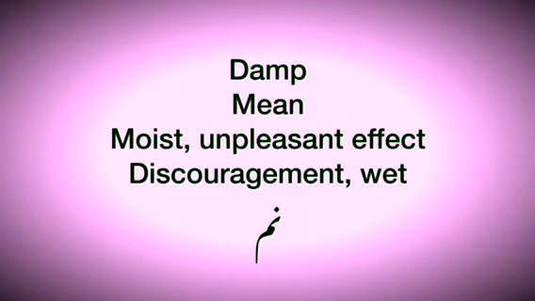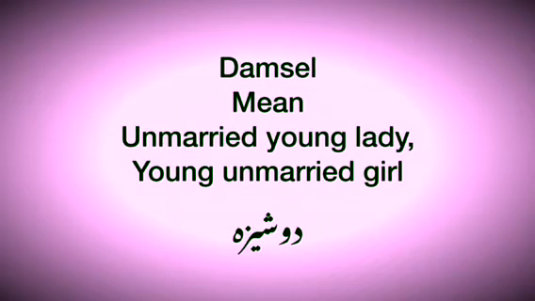Next is damp. Damp means moist, unpleasant effect, discouragement, and wet, numb. So many meanings according to the sentence and situation. Damsel means unmarried young lady, young unmarried girl, and doshiza, girl under the 20 years.